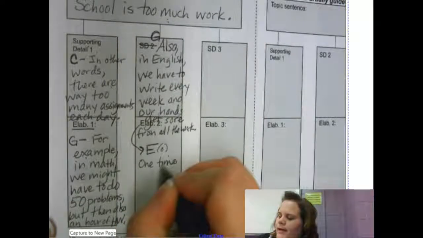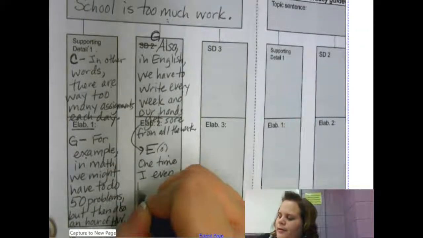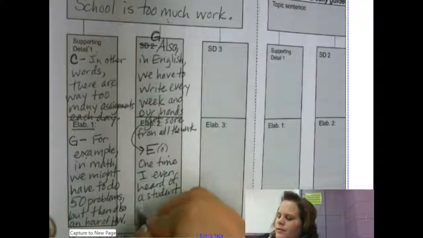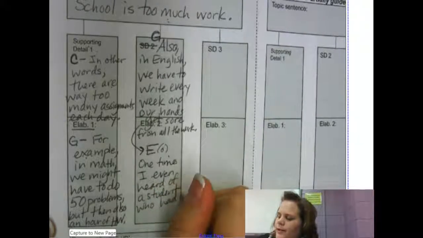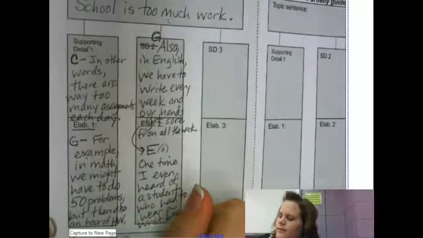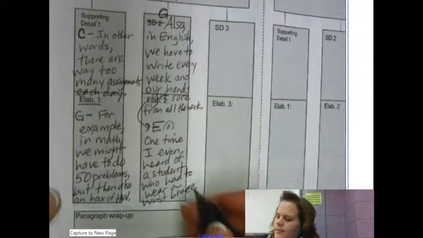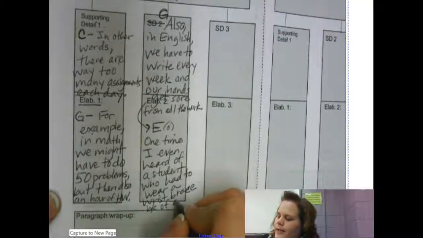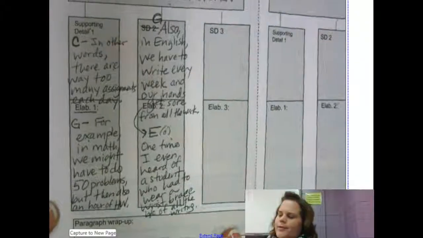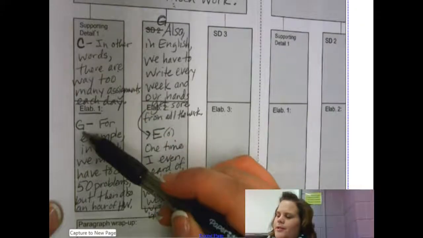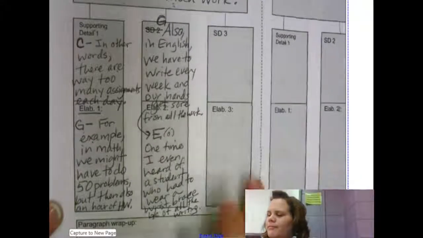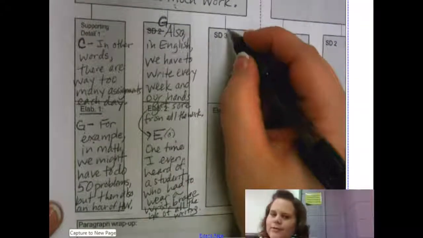One time, I even heard of a student who had to wear a wrist brace because of all the writing. Crazy. So we've used a C, a G, another G, an E, an experience of someone else, and I think now might be appropriate to tell a story.